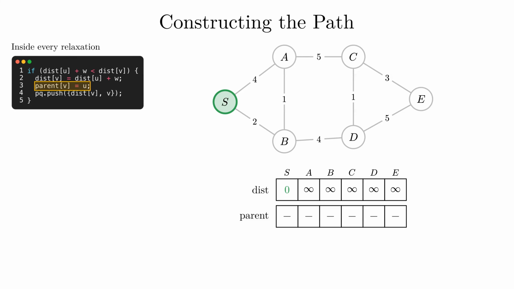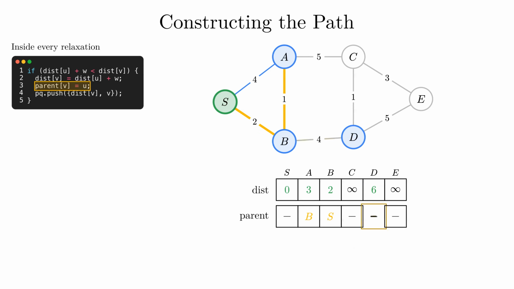Let us replay only the relaxations that succeeded, in the order Dijkstra performed them. S starts at 0. From S we reach A at 4 and B at 2, so both record S as their parent. Now watch what happens when a better route appears. Going through B, A drops from 4 to 3. A's parent is overwritten from S to B, and the amber edge moves with it. The parent array always holds the best arrival we know of.